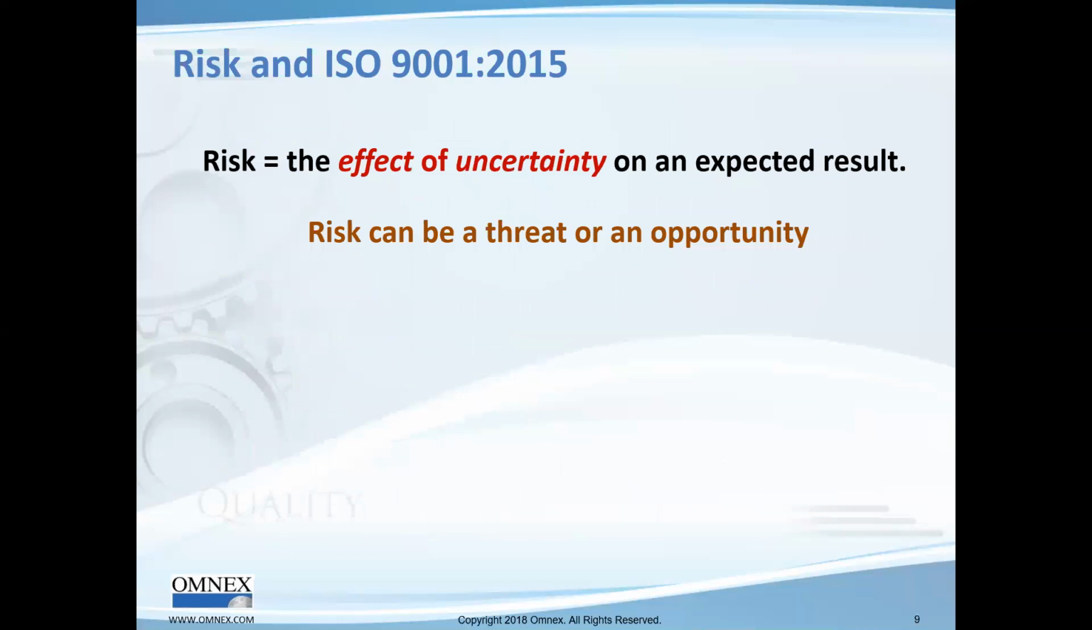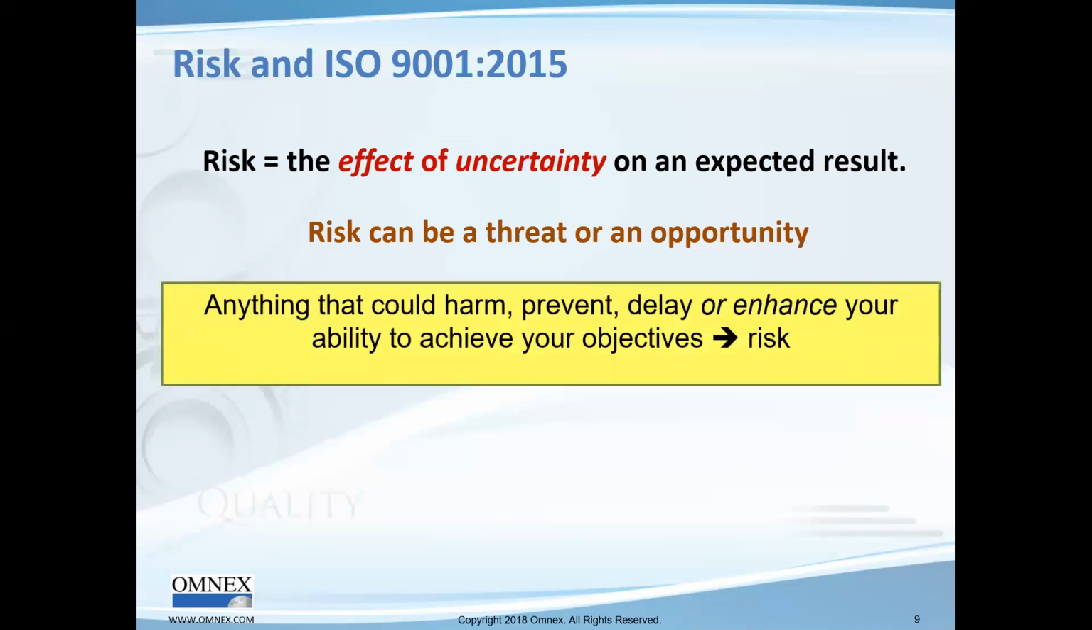Most recently, risk has become very well known because ISO 9001:2015 has included it as a specific requirement in its standard. There, risk is the effect of uncertainty on an expected result. In this case, risk could either be a threat or an opportunity. So a lot of people who are familiar with the negative aspects have to broaden their horizon to look at it from both standpoints. According to the standard, anything that could harm, prevent, delay, or enhance your ability to achieve your objective is a risk.